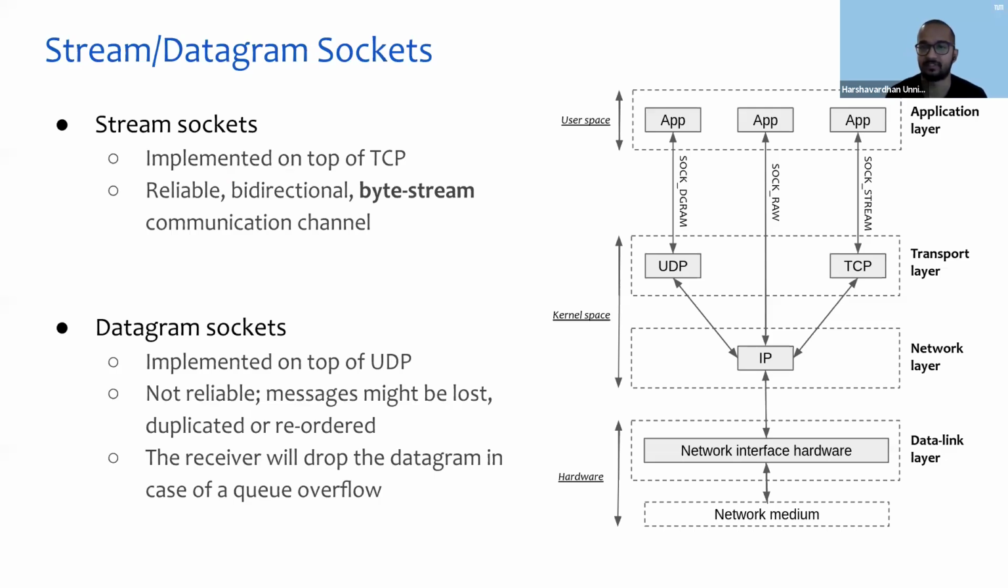Above the network layer is the transport layer. There are two widely used transport layer protocols in the TCP/IP suite. Firstly, the Transmission Control Protocol, or TCP, is a protocol used for streaming sockets, whereas the User Datagram Protocol, UDP, is a protocol used for datagram sockets. Streaming sockets provide us with a reliable and bidirectional communication channel. In contrast, datagram sockets do not implement reliability. The messages might be lost, reordered, or duplicated. Additionally, the receiver might drop packets, and that could happen if the queue or buffers are full.